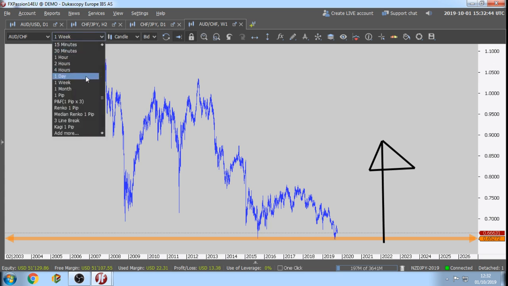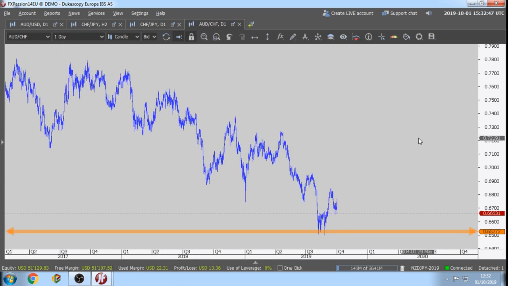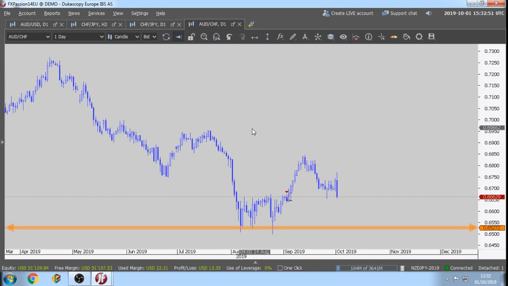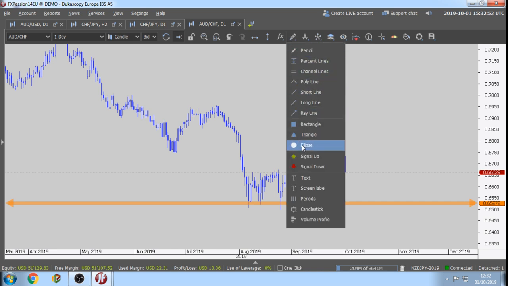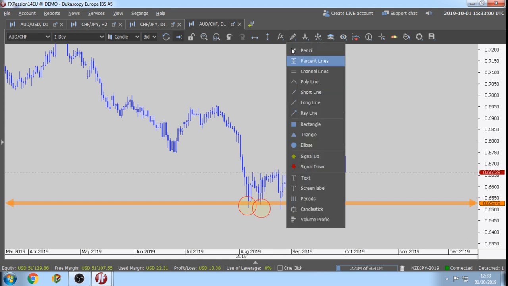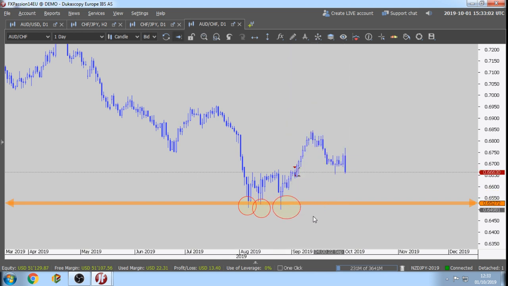Now let's move on the daily. And what we are seeing is the so-called triple bottom. One, two, three. Okay.